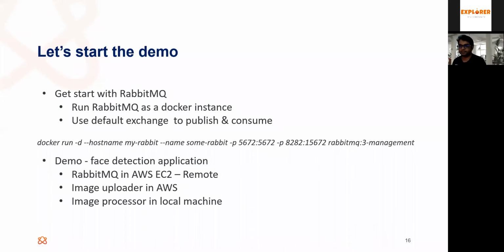Then the second part is a demonstration with a face detection application. What I wanted to emphasize here is that with RabbitMQ we can distribute the work. It could be one in the cloud, one in some other data center, and likewise. In this demonstration, I have already hosted RabbitMQ in one of the EC2 instances in AWS, and there's a small image uploading application on AWS. Once an image is uploaded, it will send a message to RabbitMQ, and whoever subscribes to RabbitMQ will process and send back the messages.